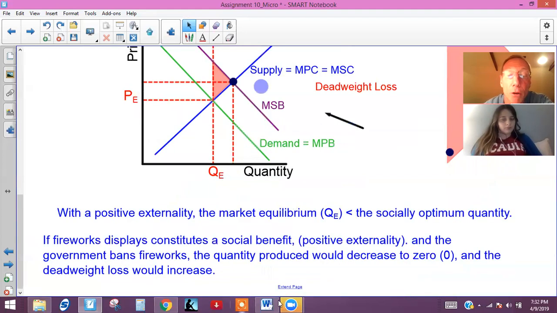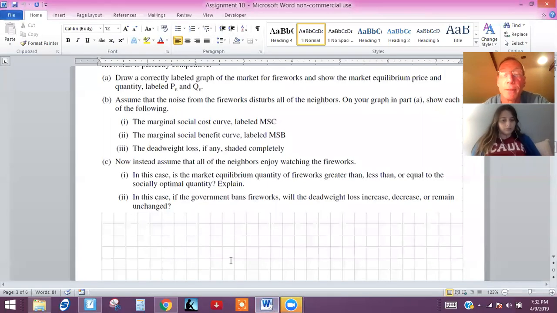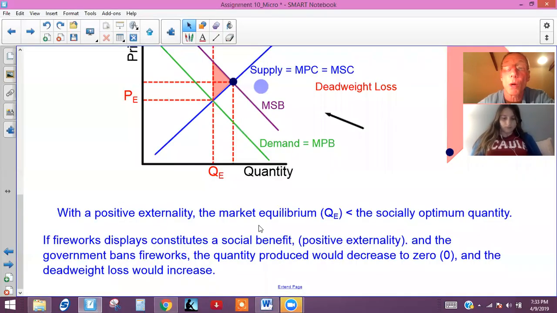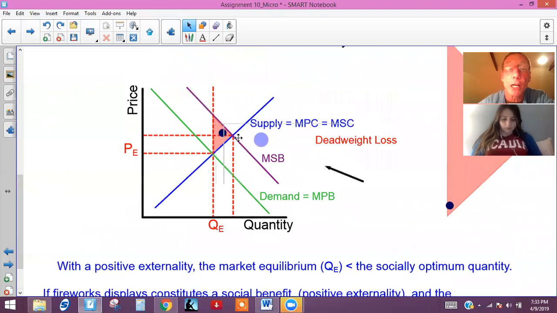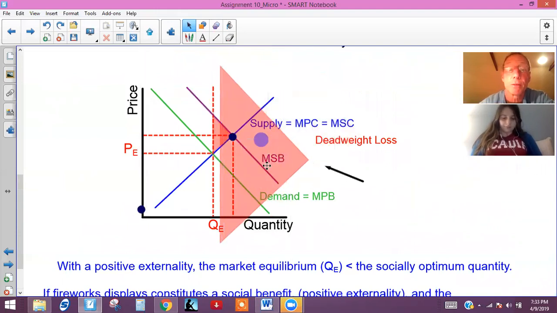Now, what they're asking, though, they're asking something else. They're saying that if there's a positive externality in this case and the government bans fireworks, in other words, zero production, will the deadweight loss increase, decrease, or remain the same? Well, if there's zero quantity produced, think about it. If there's zero quantity produced and the optimum is right here, and the government says you got to produce zero way back here, then the deadweight loss becomes this.